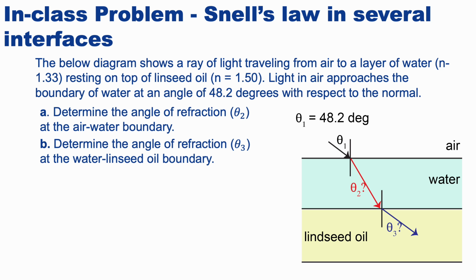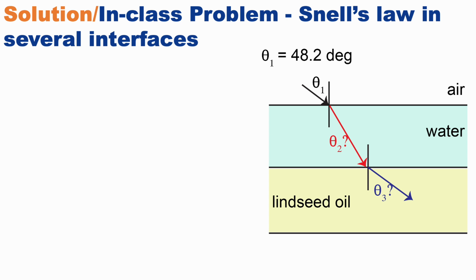The other problem is a little more complicated, just a little bit. The difference from the other one is that instead of having one interface, I have two interfaces, kind of like in cascade. So light travels from air to water with an incident angle of 48.2, and then from the water we have another interface going into oil, and they want us to estimate the angle of refraction from the air to water and then from the water to oil. So you can do this as in cascade.